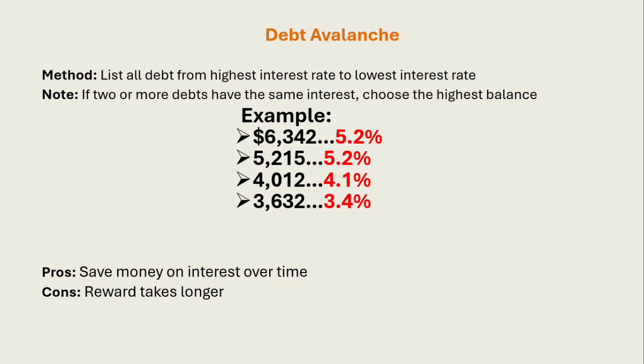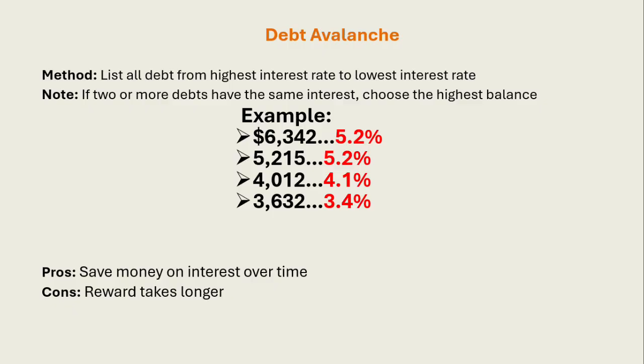So, this is an example of how we can use the debt avalanche method. That first debt is $6,362, and that interest rate is 5.2%. The second debt is $5,215. That interest rate is 5.2%. The next one is $4,012. That interest rate is 4.1%. And the very last one is $3,632, and that interest rate is 3.4%. Notice how this is listed from the highest interest rate to the lowest interest rate.